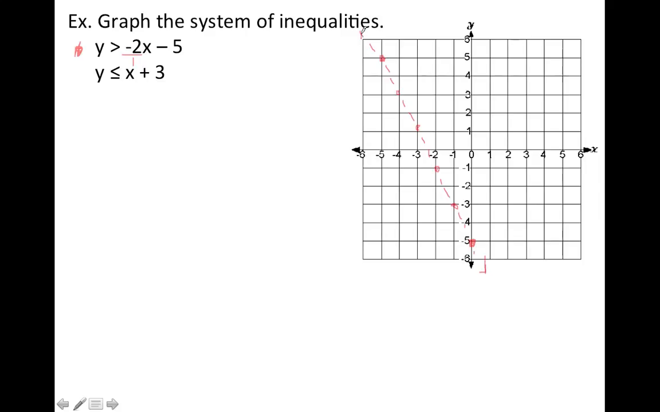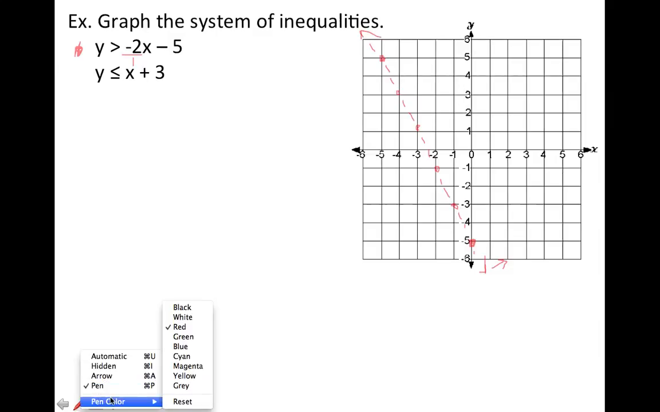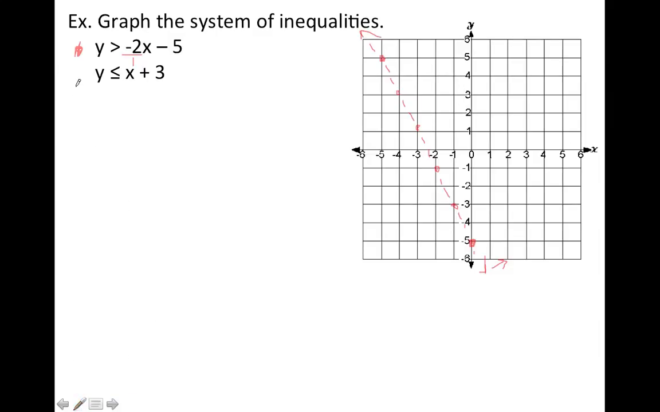Okay, and then we'll have to determine where to shade. Remember, when we determine where to shade, we have to pick a test point. So if we pick our test points, I would pick 0, 0. Plug in 0 for y, plug in 0 for x, we get 0 greater than -5, which is true. So we're going to shade the region towards our point. Now I'm not going to shade, I'm just going to draw a little arrow at the end of my line so I know that it is going to be shaded that way. Then I'll graph my other line and we'll figure out where to shade.